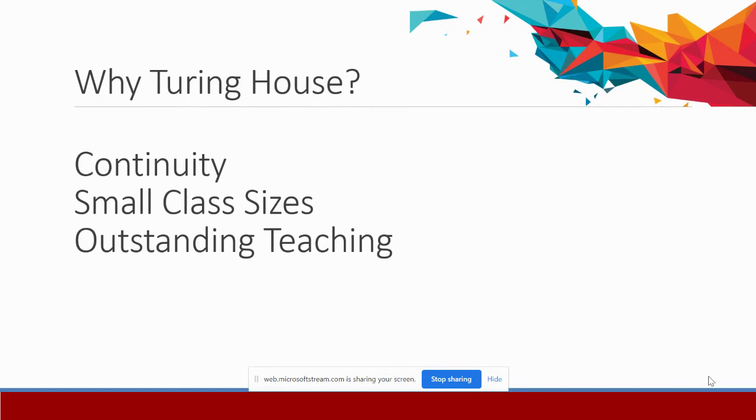So why specifically Turing House? Well, I really think the continuity factor is super important. As a sixth form, a lot of our students will be coming from year 11, and you know your teachers, and you know the building, you know the environment, you know the people on the course that you'll be working with. And I think the external students joining us really feel that family community and fit right in straight away.